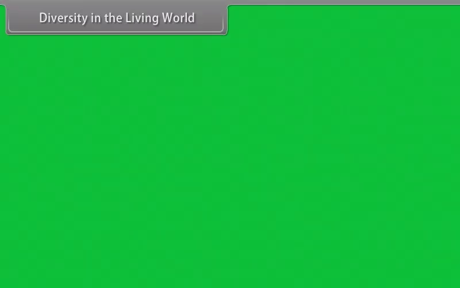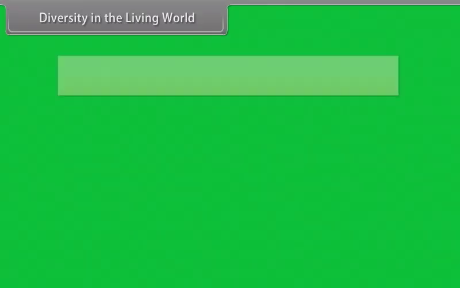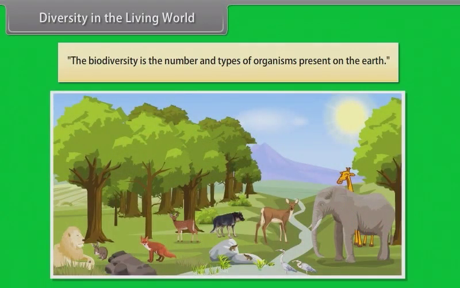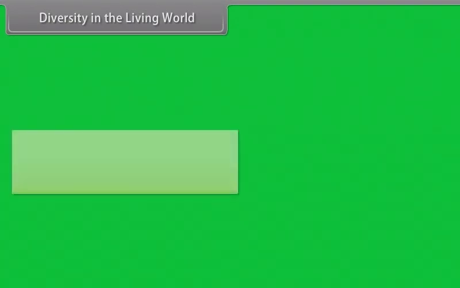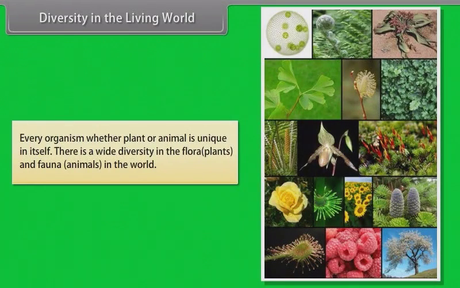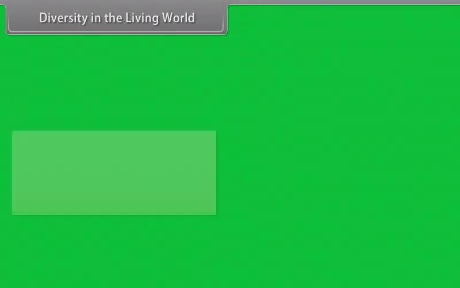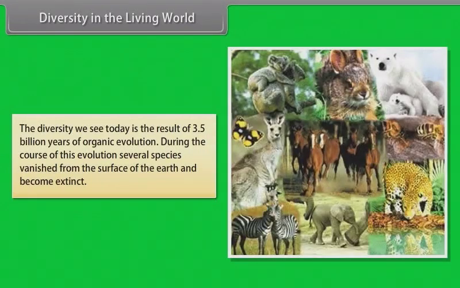Diversity in the living world. Biodiversity is the number and types of organisms present on the earth. Every organism, whether plant or animal, is unique in itself. There is a wide diversity in the flora, plants, and fauna, animals in the world. The diversity we see today is the result of 3.5 billion years of organic evolution.